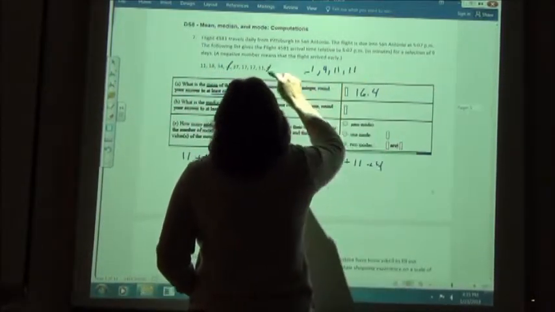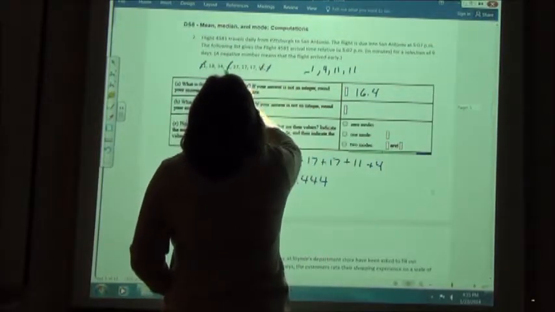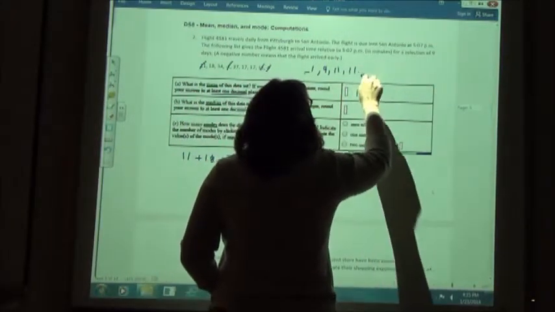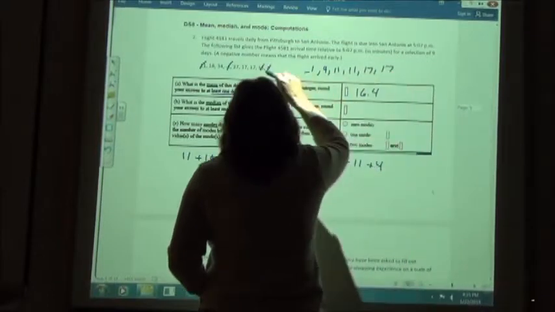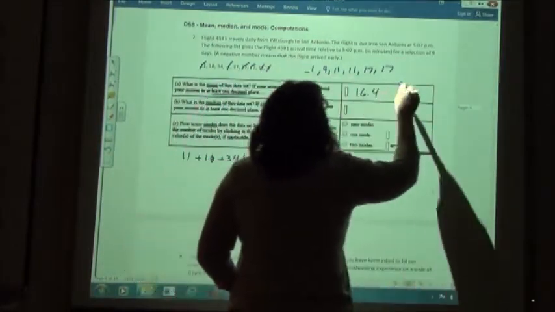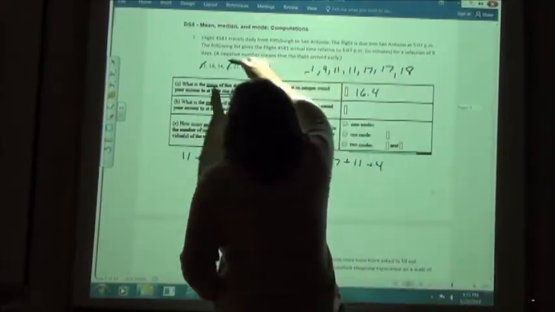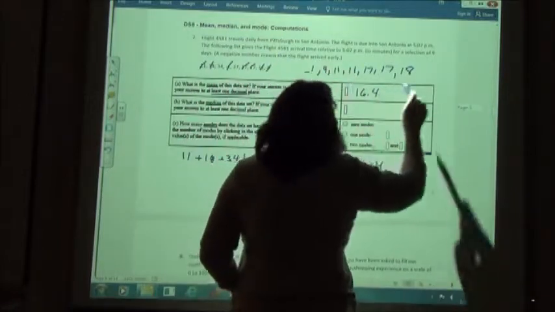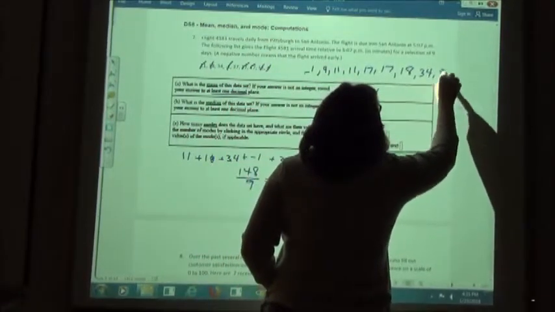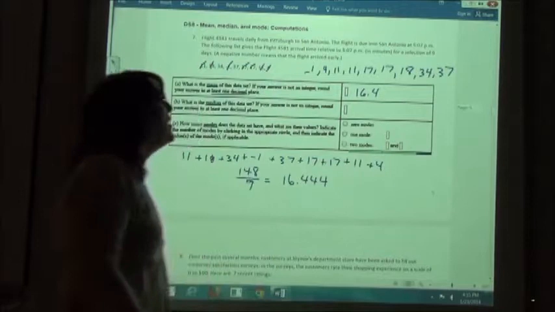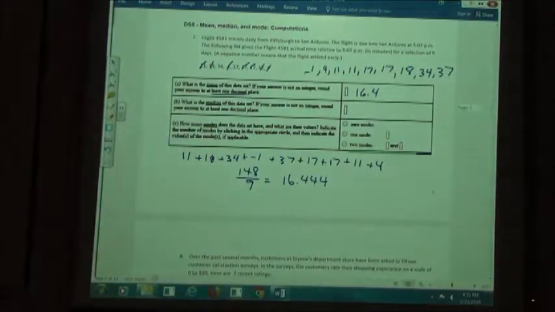And then I got another 11. And then 17s look like they're next. Got 2 of those. I got an 18. I've got a 34 and a 37. If you wanted to put it in your calculator and sort it, you could. But we want them in order.